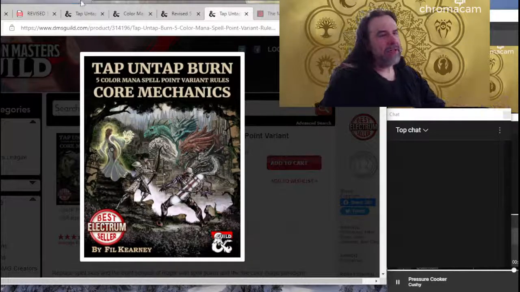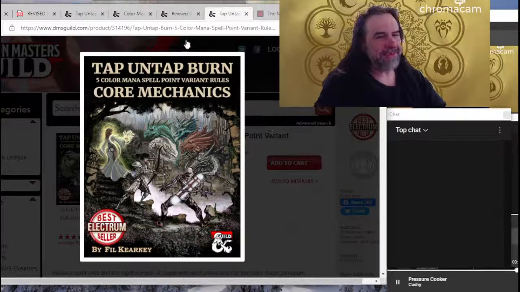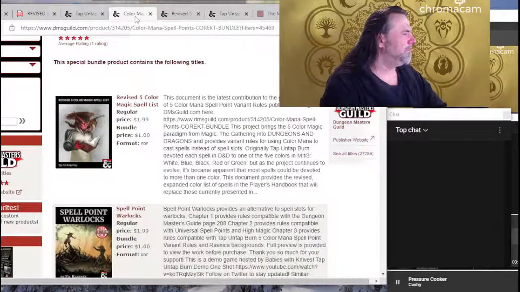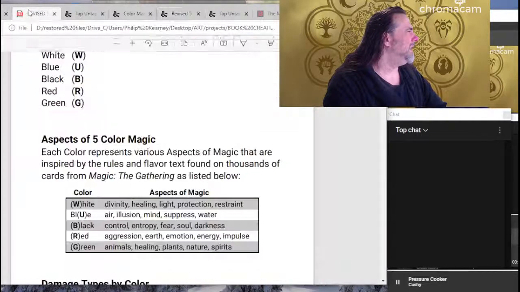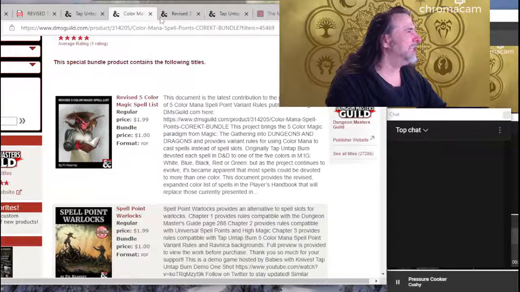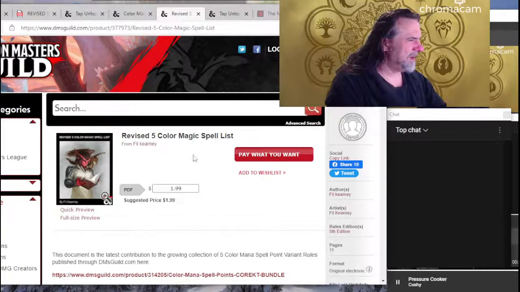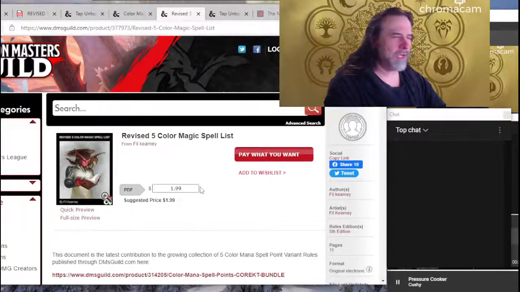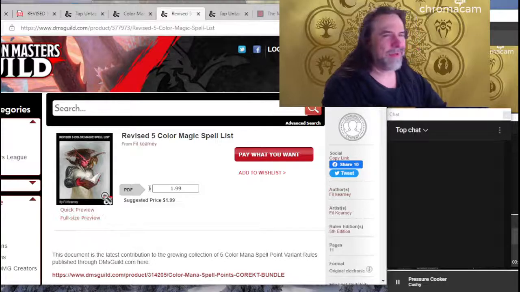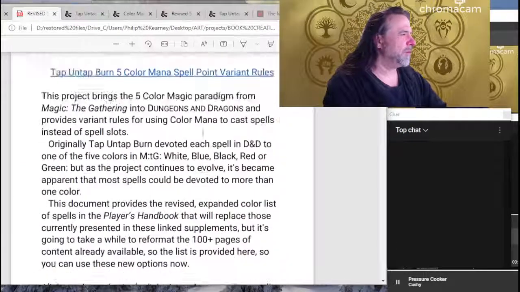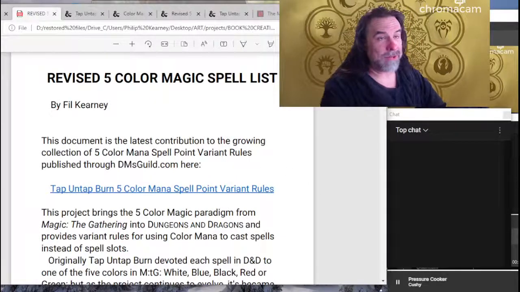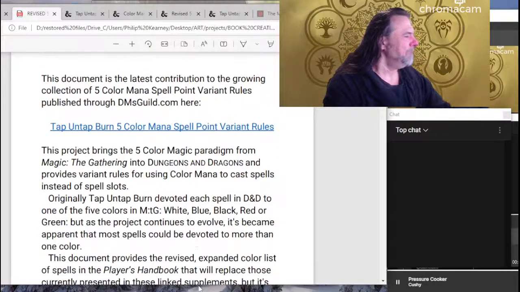Magic the Gathering made famous the 5-color magic paradigm. Let me find a book. Here is this book here, the revised 5-color magic spell list. It's pay what you want. So you can look at the entire thing for free if you want. Here's the PDF that you can look at as a preview, or if you want to contribute and purchase it, great, thanks.